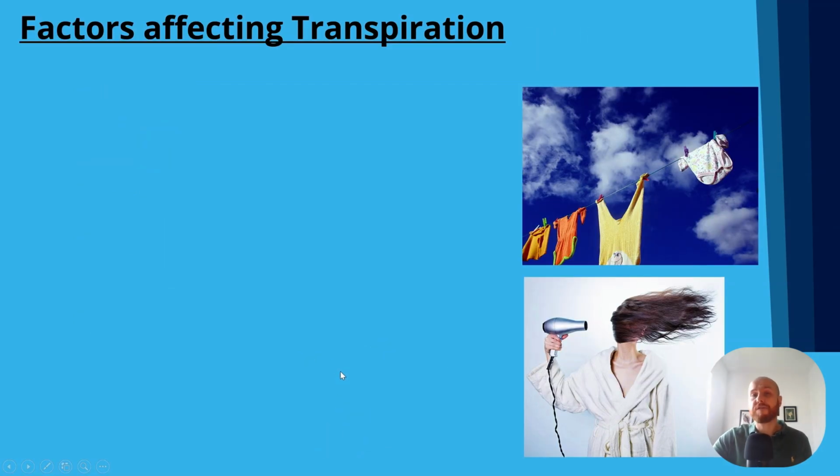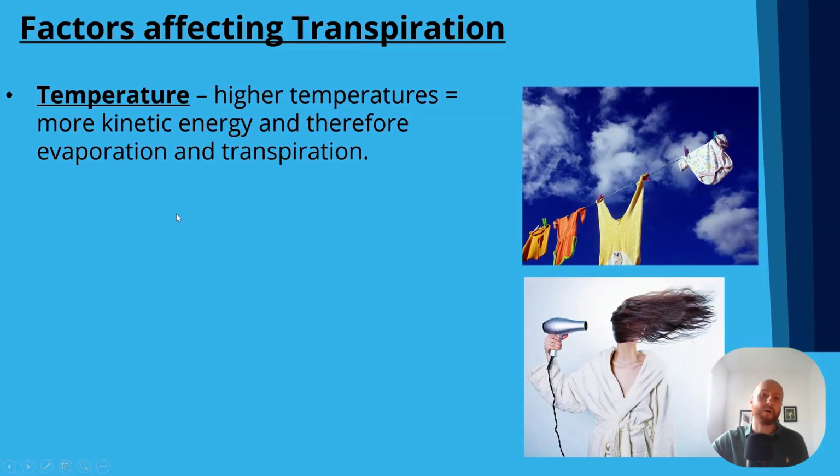Now, there are a number of factors that affect transpiration. The first one you need to be aware of is temperature. Higher temperatures give particles more kinetic energy, and that can cause them to turn from a liquid into a gas in a process known as evaporation. And in plants, this evaporative water loss, as we've said, is transpiration.